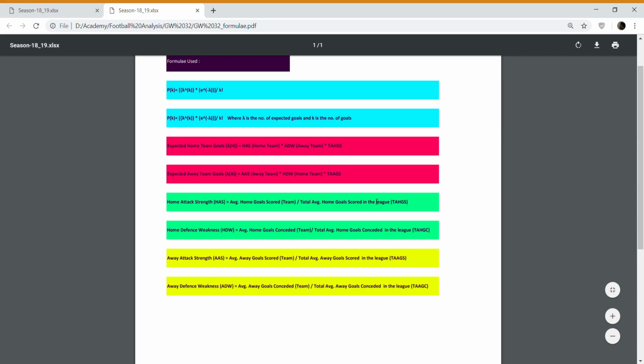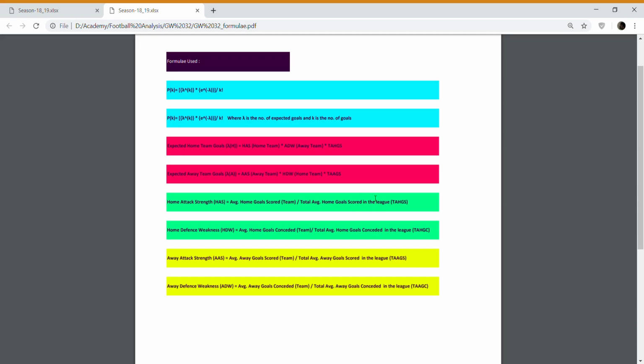Also, we need to understand these 4 variables used in these equations. What do we mean by total average home goal scored? The total average home goal scored is the total home goals scored in the league divided by the total home league games played. The explanation for the rest of the variables over here is similar. So we calculate these variables, which help us calculate the attributes over here, which in turn help us calculate the lambda h and lambda a values for the particular fixture.